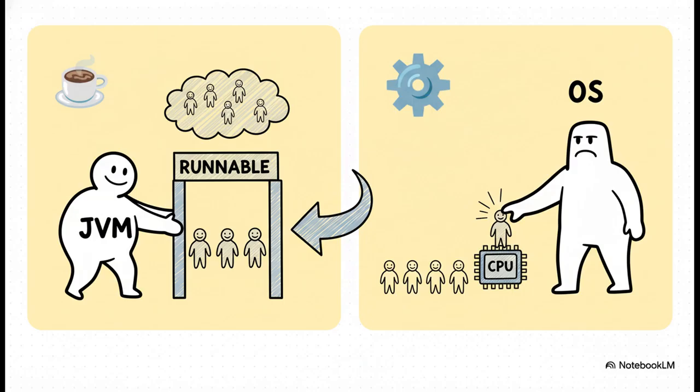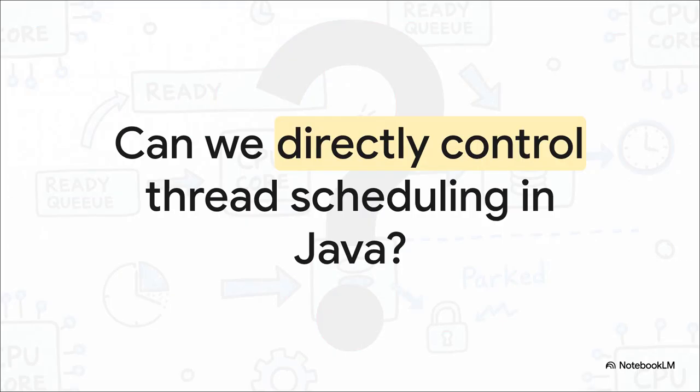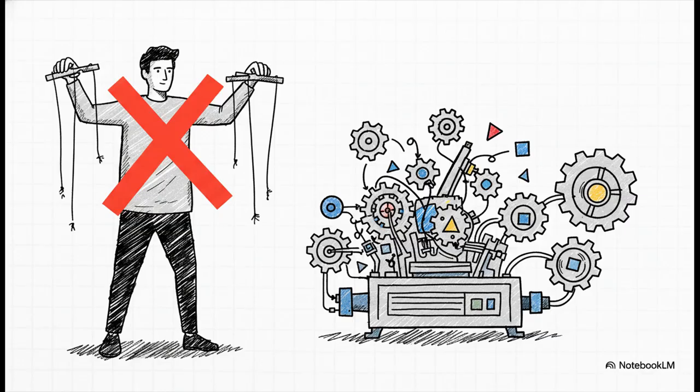But the final call, the actual decision to put a thread on a CPU core and let it run, that power belongs completely to the operating system. So, knowing that the OS has the last word, it leads to our first big myth. As a Java developer, can you just reach in and force the scheduler to run your threads in the exact order you want? And the answer to that is a big, fat, unambiguous no.